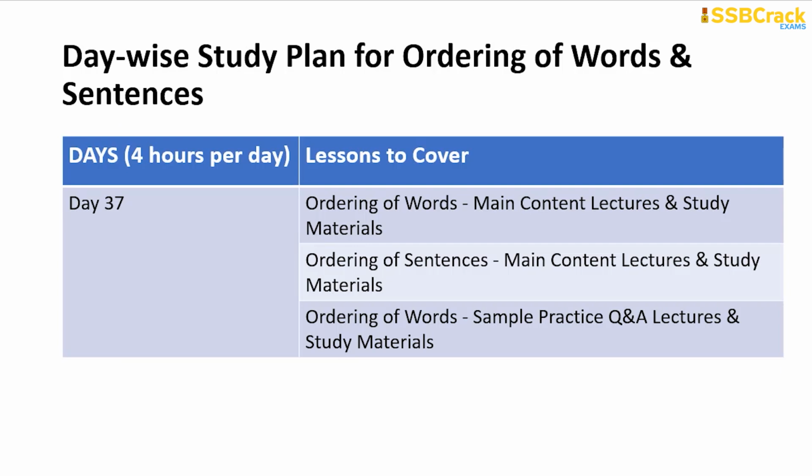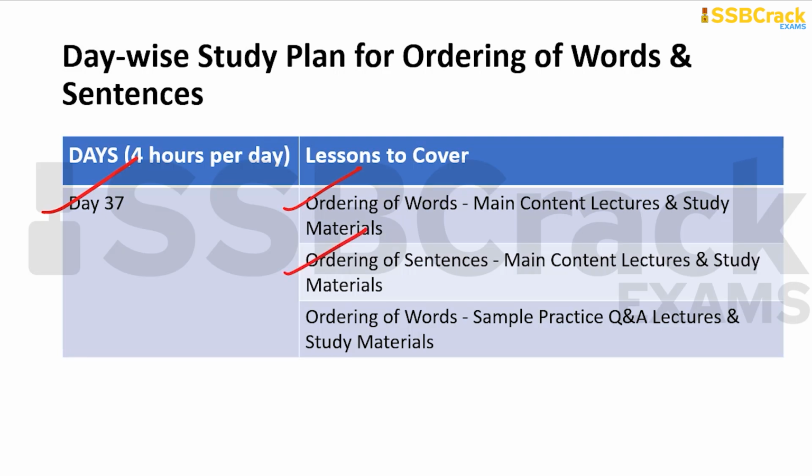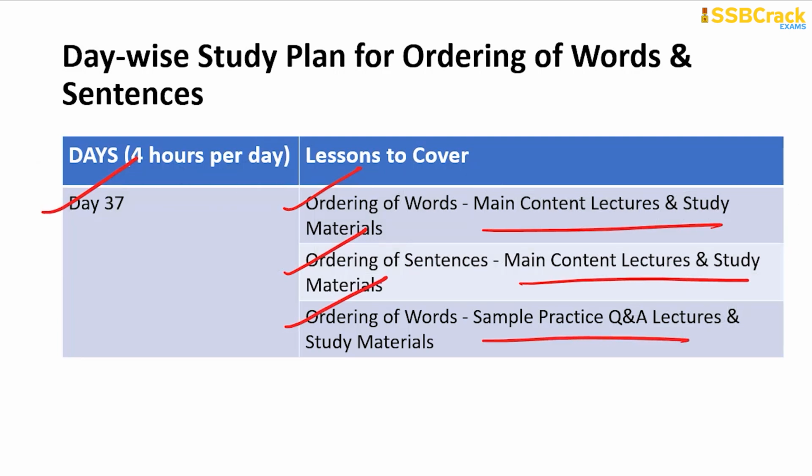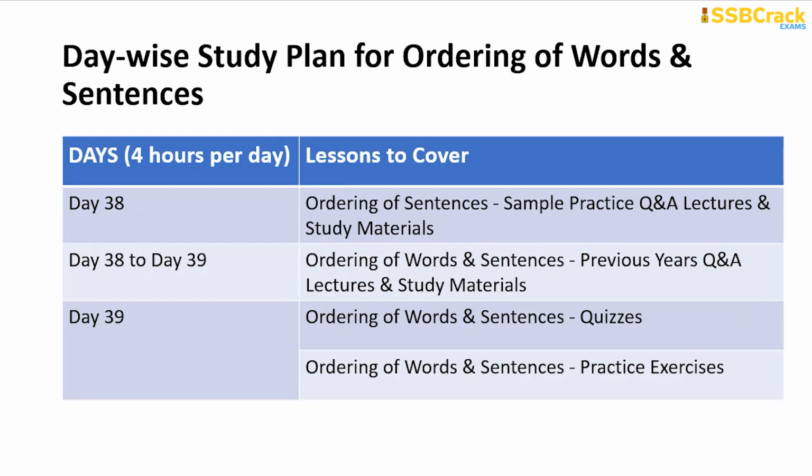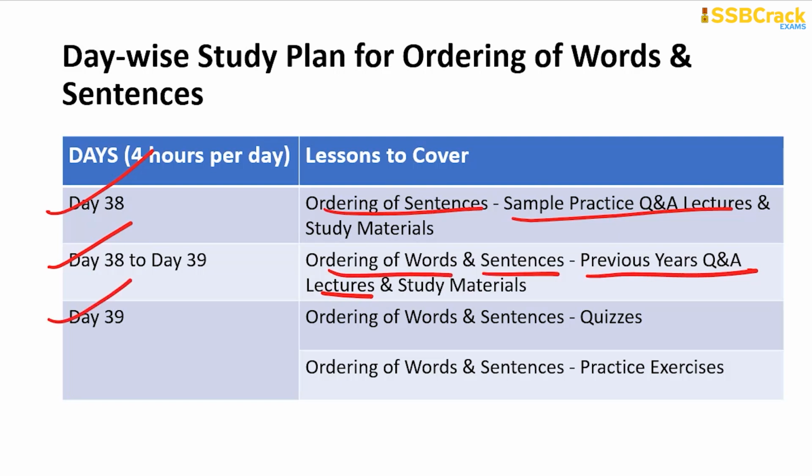So here you are, the day-wise study plan, contributing 4 hours per day. On day 37, you can start going through ordering of words and ordering of sentences, main content lectures and study materials, and then go through the sample practice Q&A lectures and study materials of ordering of words. On day 38, go through the sample practice Q&A lectures and study materials of ordering of sentences, and from day 38 to 39, also go through the previous year's Q&A lectures and study materials of both ordering of words and ordering of sentences. On day 39 at the end, go through the quizzes as well as practice exercises of both ordering of words and sentences.